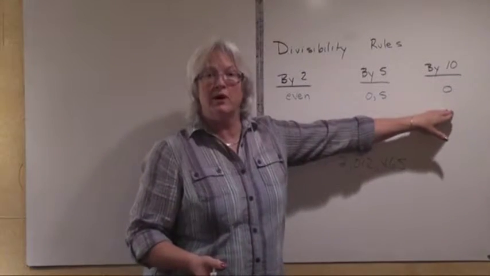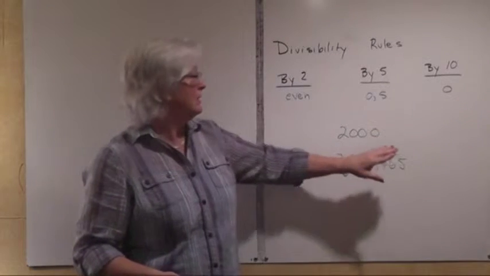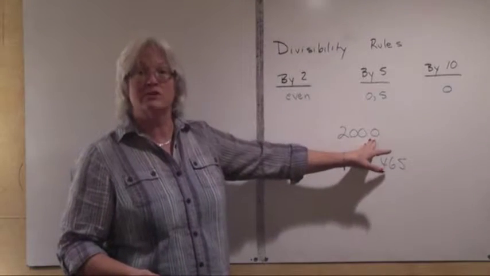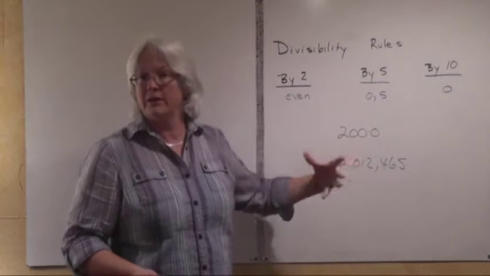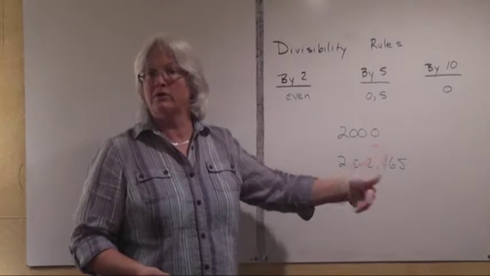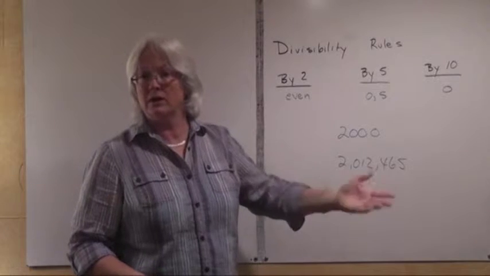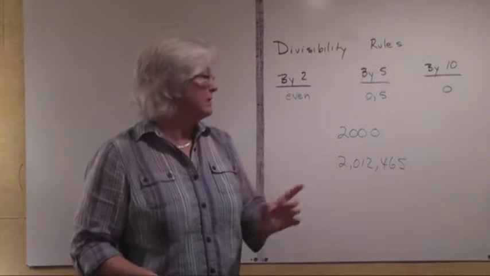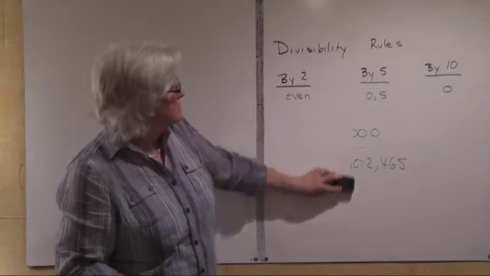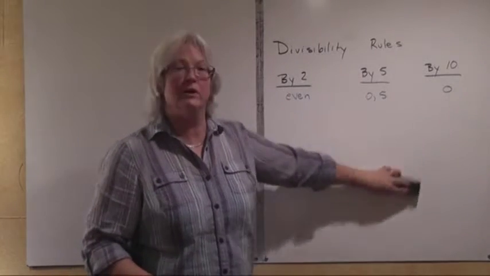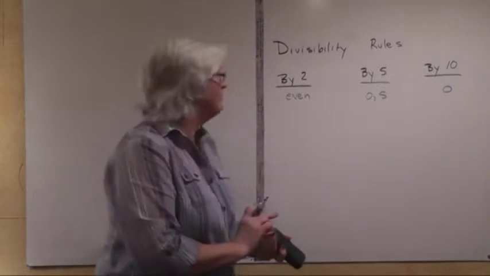In order to divide by 10, the last digit has to be a 0. Think of it. 10, 20, 30, 40, 50, 60, 20,010, 20,020. Always has to end in a 0. So these are the most common divisibility rules that we have.